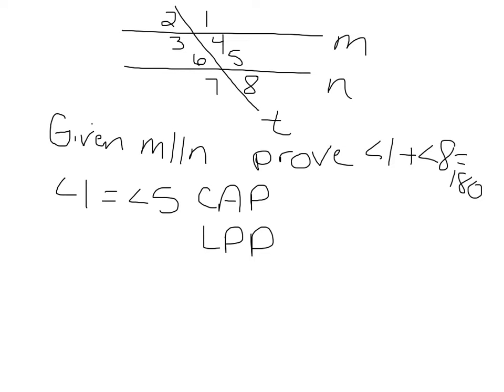LPP, linear pair postulate. So here we need to work in angle 8. And if you take a look, 5 and 8 are a linear pair. So according to the linear pair postulate, angle 5 plus angle 8 is equal to 180.